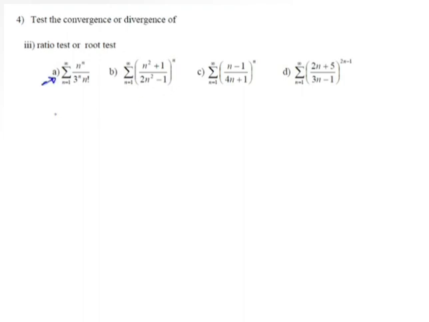In this series, we assume the series' nth term is n to the power of n over 3 to the power of n times n factorial. In this test, we use the ratio test.